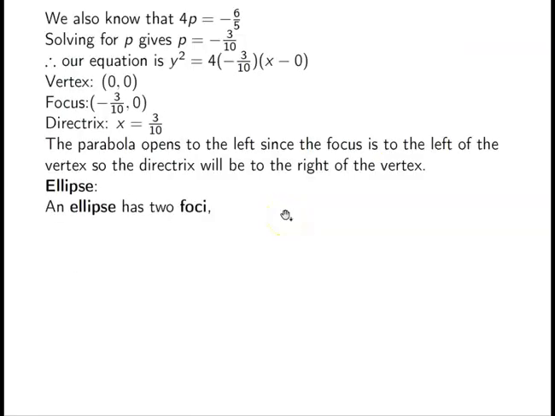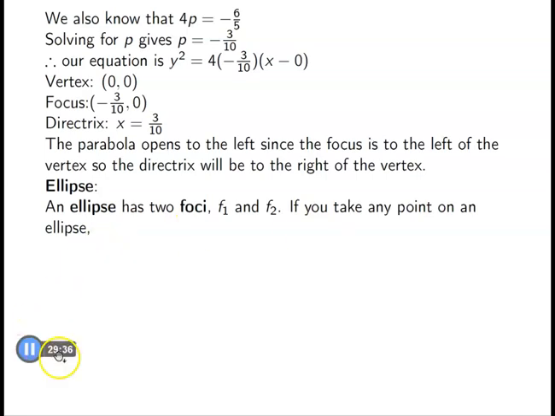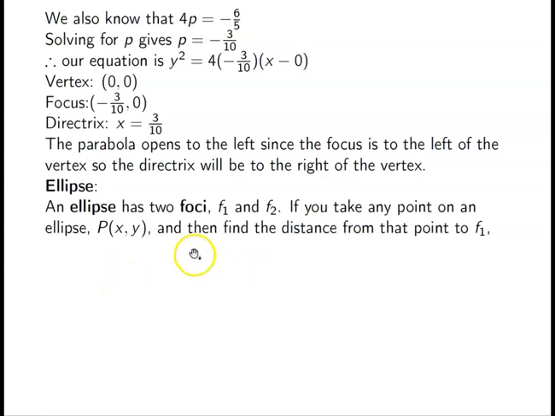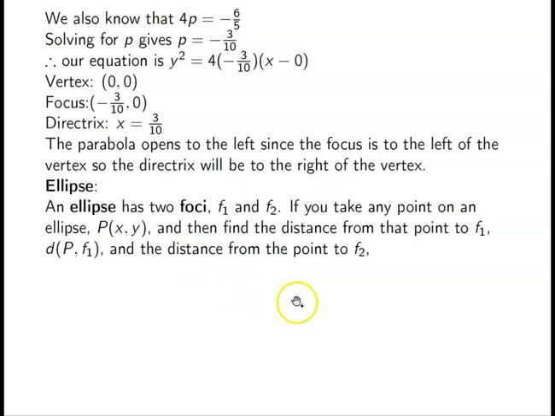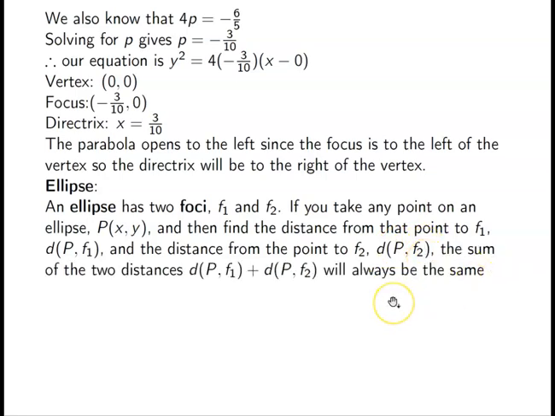Okay, so an ellipse has two foci, which we'll call F1 and F2. If you take any point that's on the ellipse, let's say P (x, y), and find the distance from that point to F1, and the distance from that point to F2, the second focus, the sum of those two distances will always be the same.